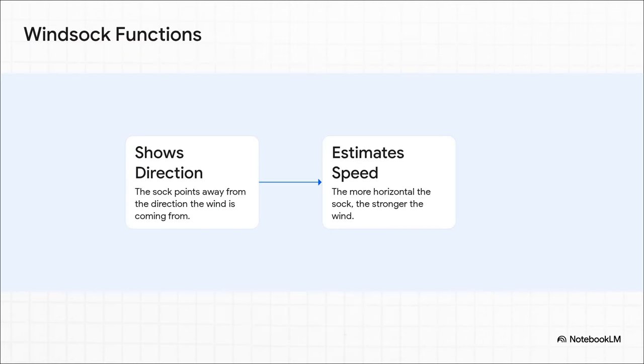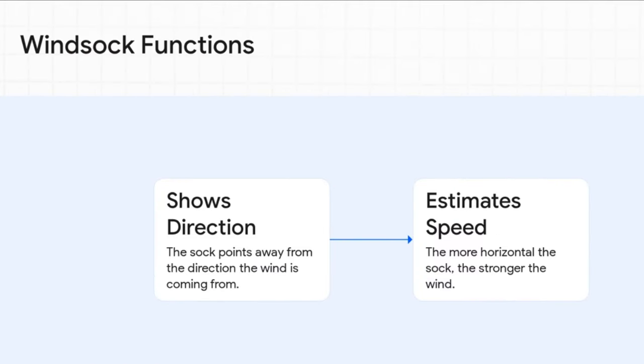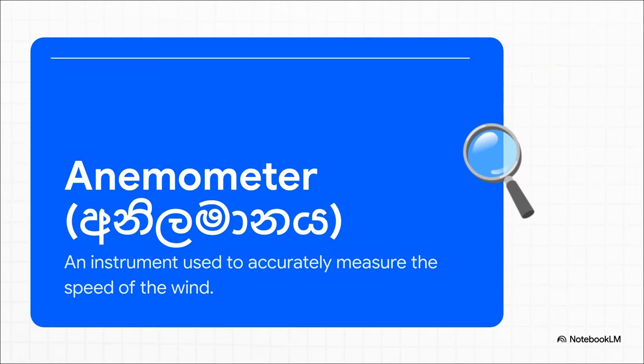You've probably seen a windsock at an airport before. It actually does two jobs. First, the direction the sock points tells you which way the wind is going. And second, how horizontal the sock is gives you a pretty good estimate of the wind speed. The straighter it flies, the stronger the wind. But for a really precise measurement of wind speed, scientists use an instrument called an anemometer. Basically, the wind catches in those cups and makes them spin. The device then measures how fast they're rotating to give an exact reading of the wind speed.